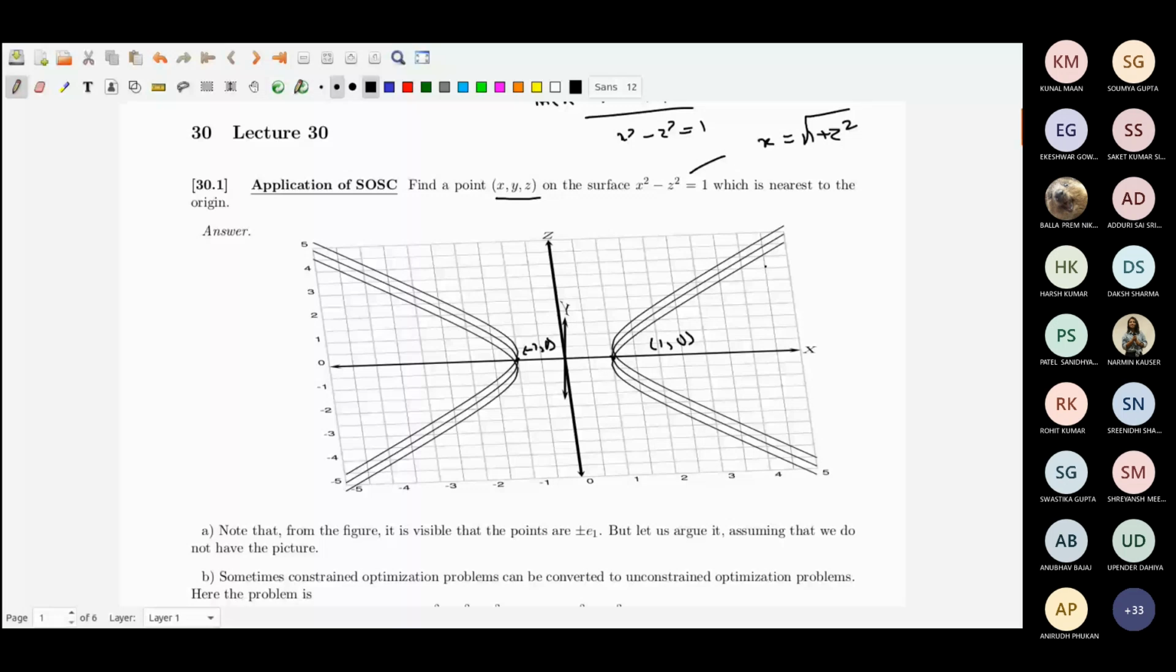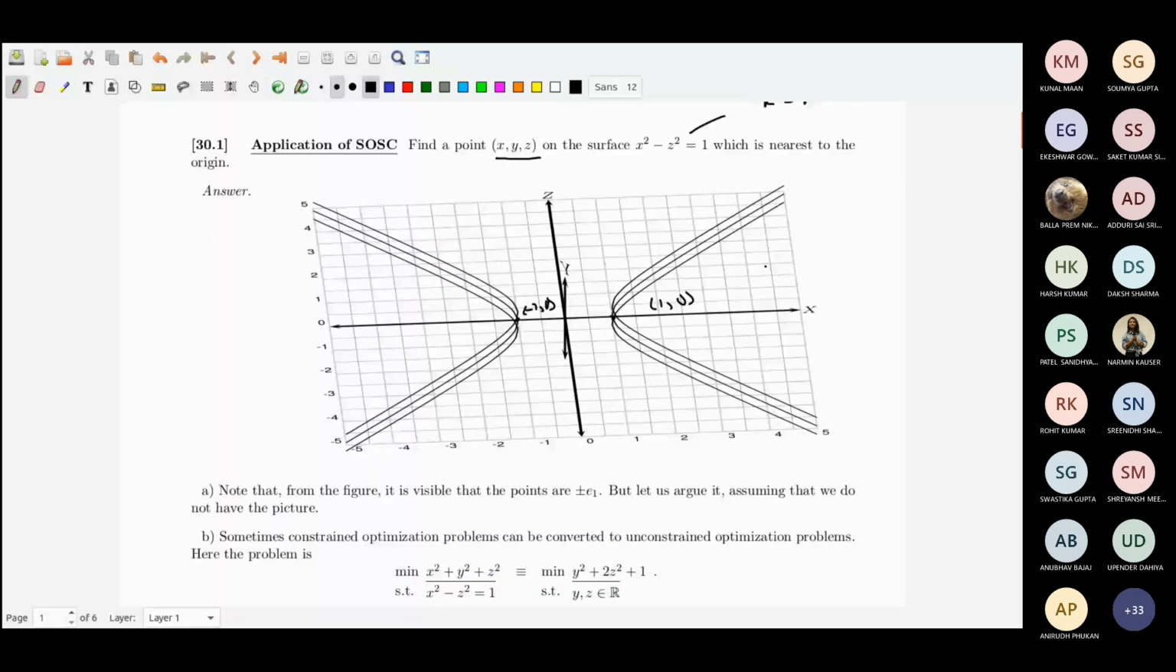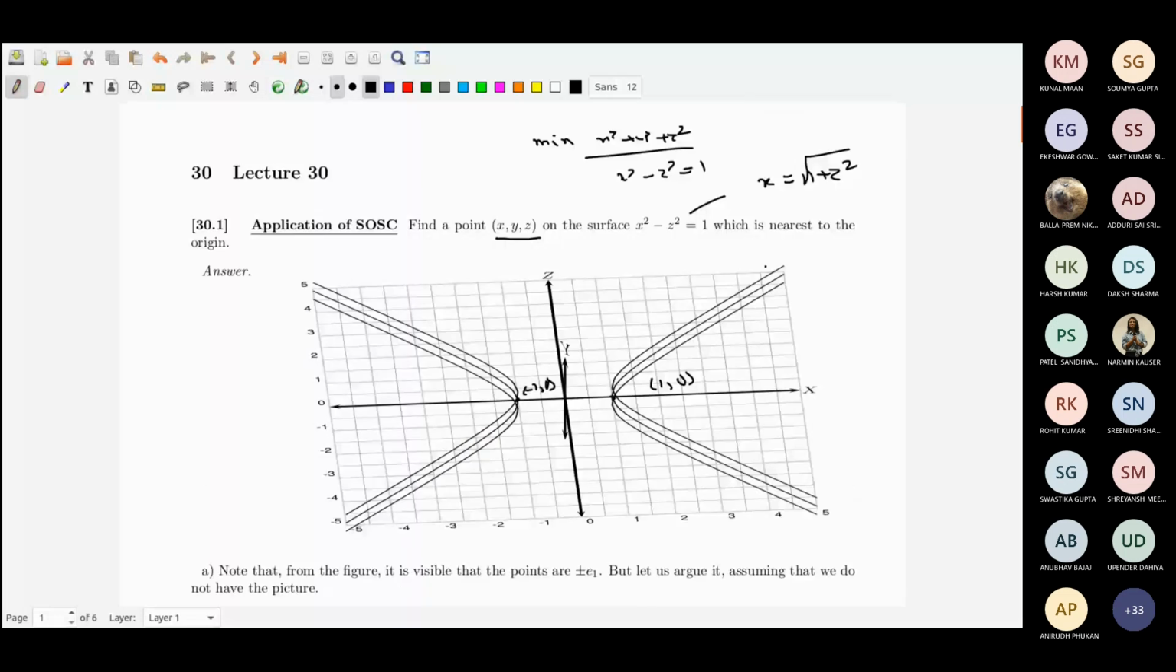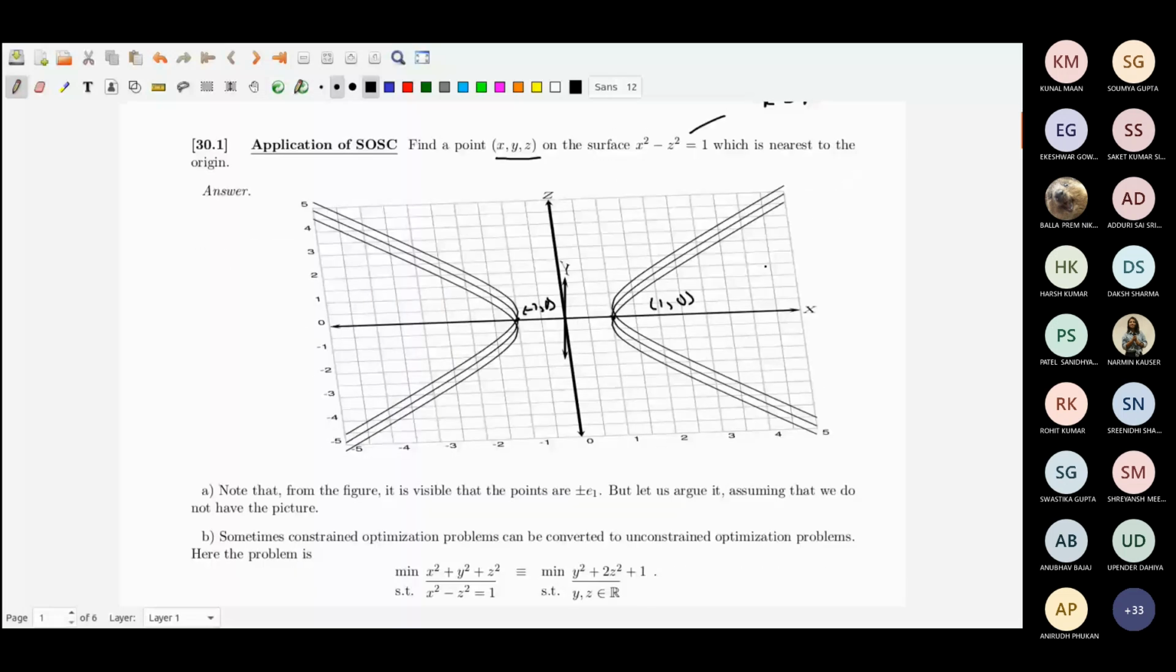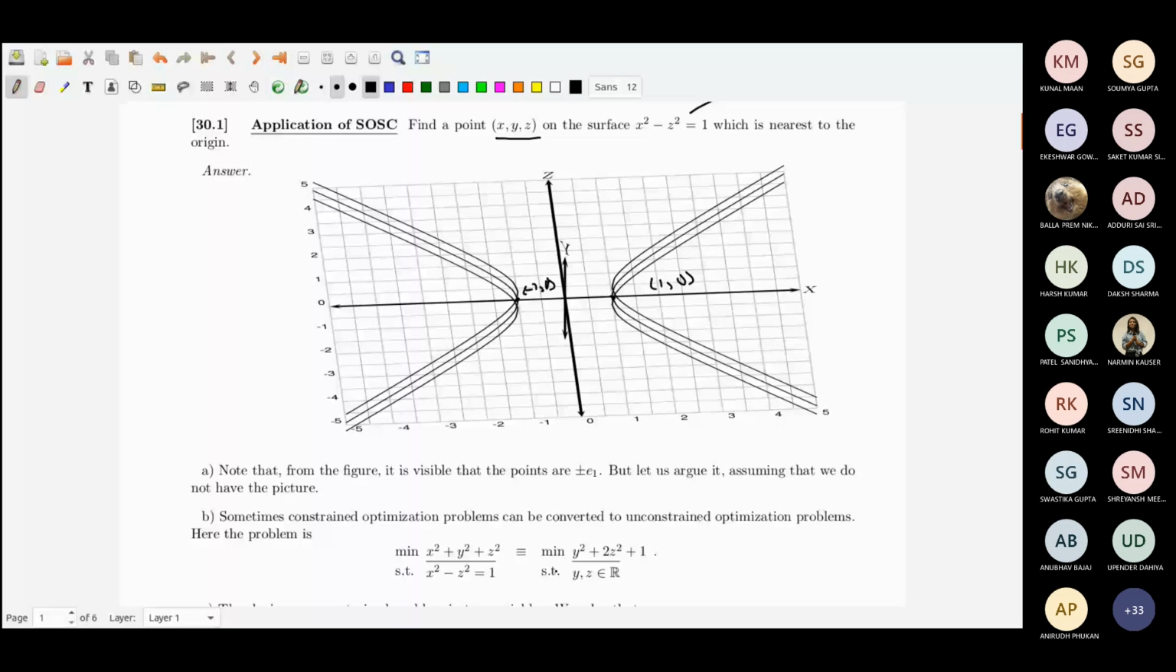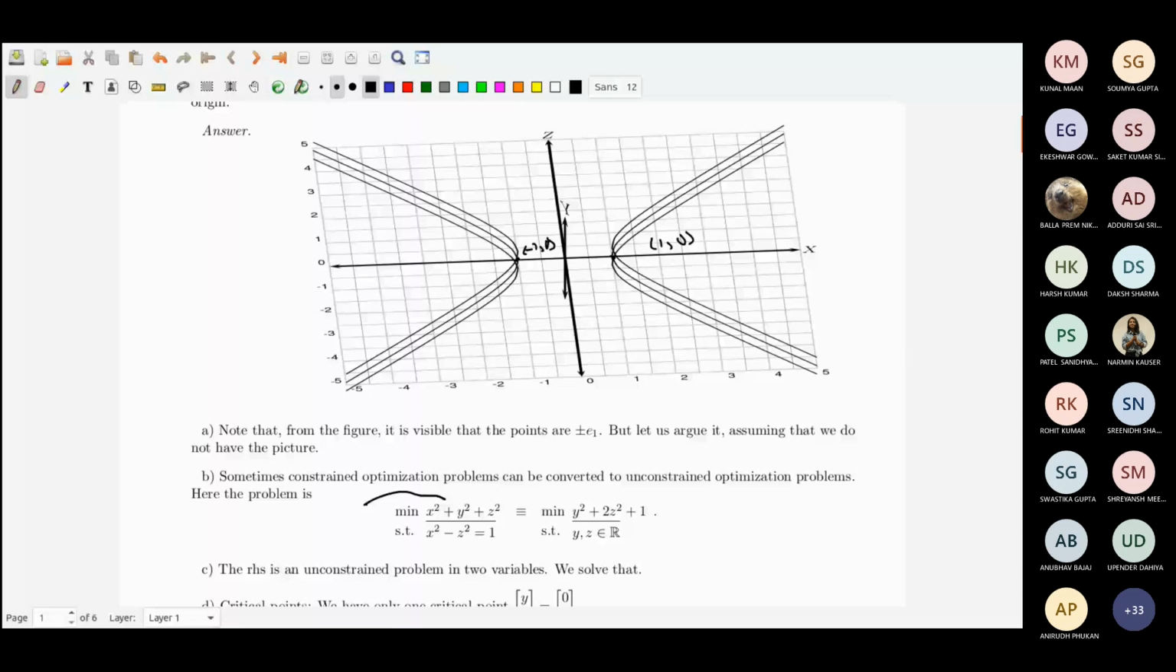The first thing is that this is a constraint optimization. But right now I am not talking about constraint optimization. Sometimes this one can be equivalently converted: if you substitute x square equal to 1 plus z square, and then you allow y, z belonging to R, then that becomes an unconstrained optimization problem in two variables. So you are going to minimize y square plus 2z square plus 1. You forget the plus 1.